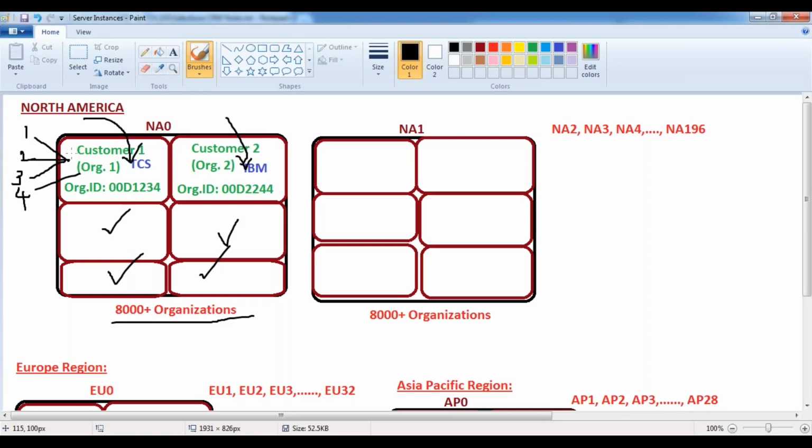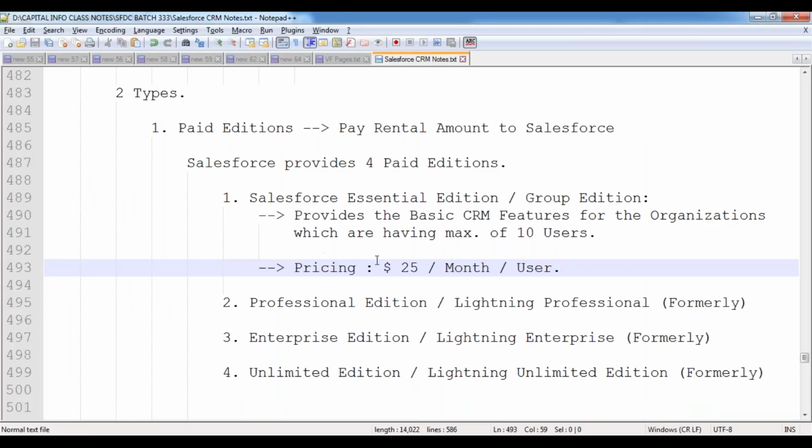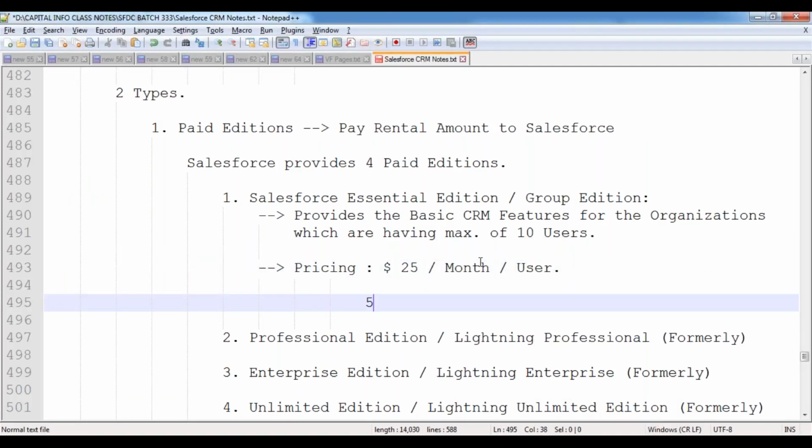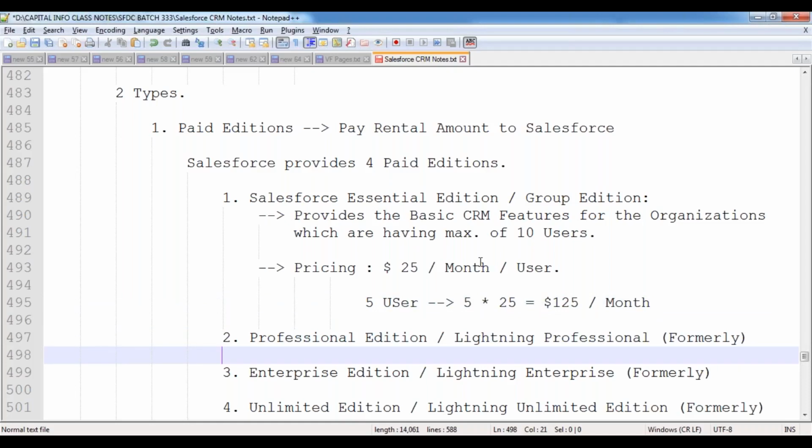So whenever you want to buy the license of this particular Essential Edition, each Essential Edition license costs $25 per user per month. Suppose I have 5 users, then we need 5 licenses. Each license costs $25, so they have to pay $125 per month. Because if 5 people want to access that application, they should have 5 licenses.